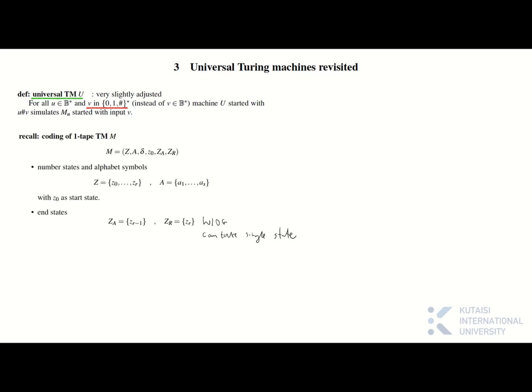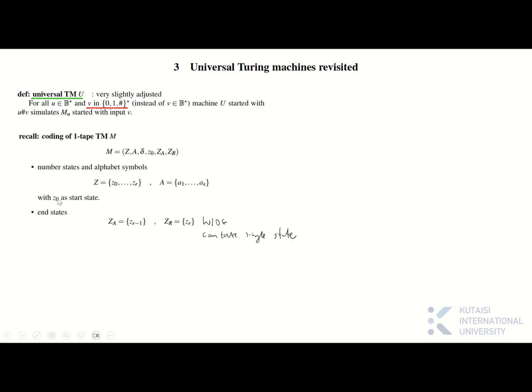And then, if you remember, we did the coding of the machine. Now I have to change the coding because I have accept and reject states also. So first of all, I have a Turing machine M with Z, A, delta, Z0, accept states and reject states. This is my new machine, which is equivalent. I number the states as I did before. So my states are Z0 to ZR and my letters are A1 to AS. I give them natural numbers, from 0 to R for states and from 1 to S for alphabet symbols. I take Z0 as my start state, so my start state is always numbered Z0.